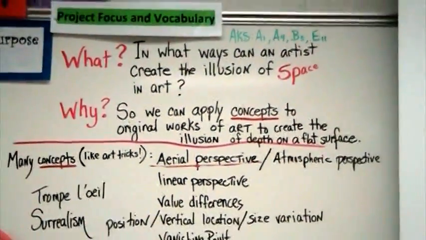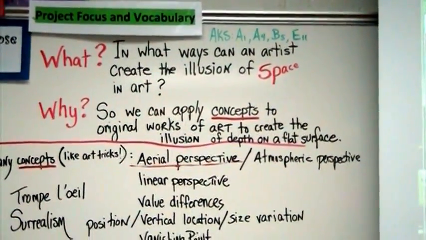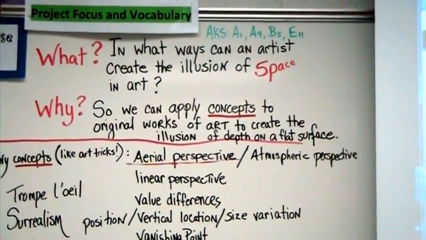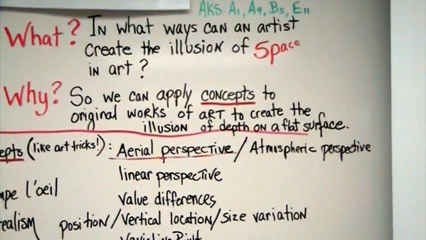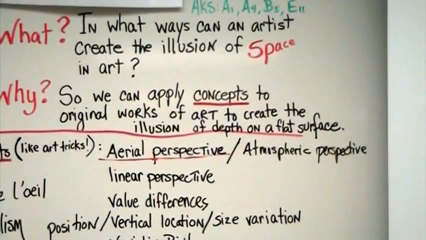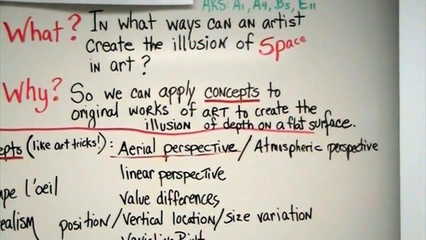Look up here at the board. Our question is, in what ways can an artist create the illusion of space in artwork? Why are we doing that? So that we can apply those concepts to original works of art to create the illusion of depth on a very flat surface.